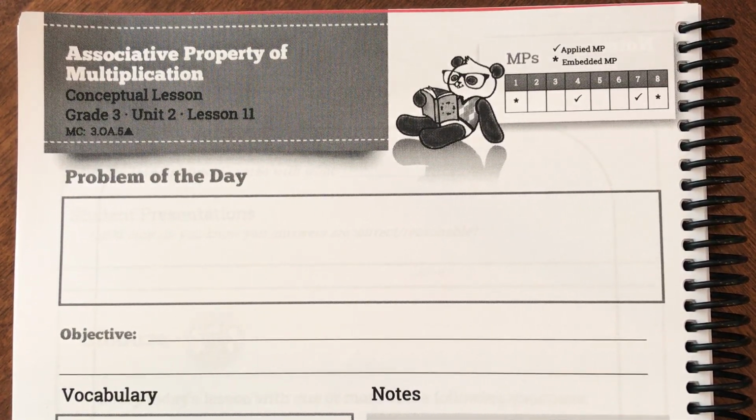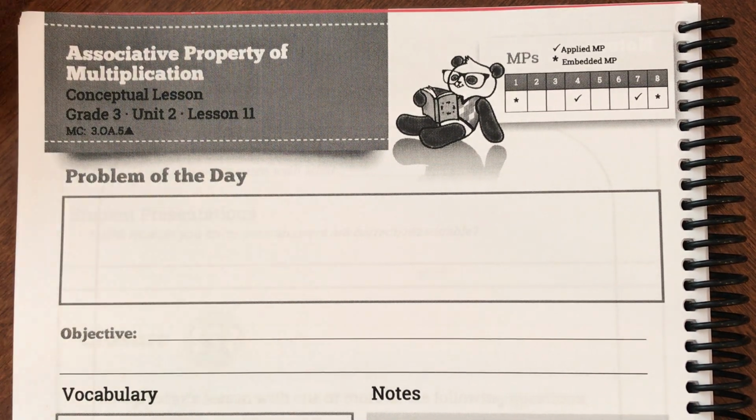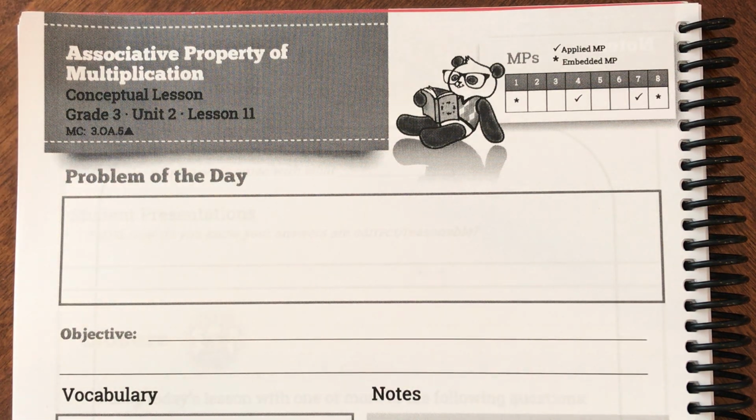Today we are on page 147 of your student journal, page 147. And in our last lesson, we learned about a property called the commutative property. Today we're learning about another type of property for multiplication.